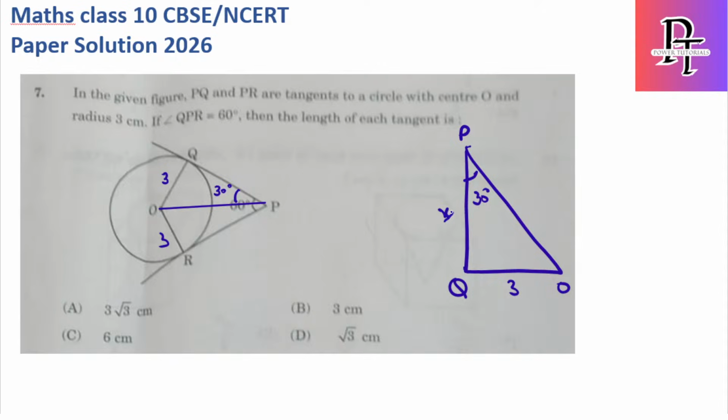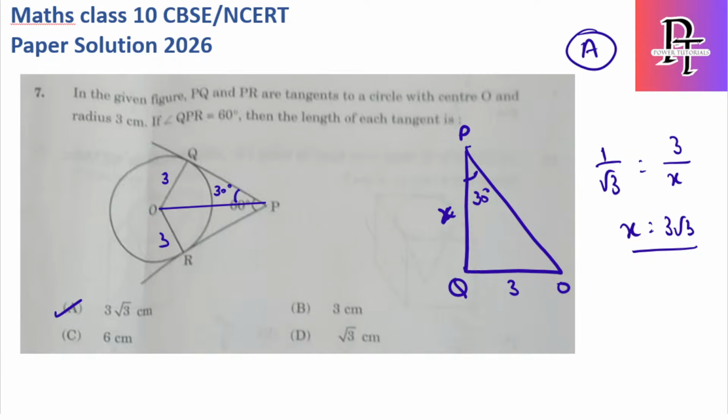So if I write tan 30, because opposite by adjacent, so tan 30 is 1 by root 3. Opposite is 3. Adjacent we need to find, which is the length of tangent as X. So X is equal to 3 root 3 centimeters, which is again A. So out of 7, I think 4 are A options. Okay. Next, move to the next one.